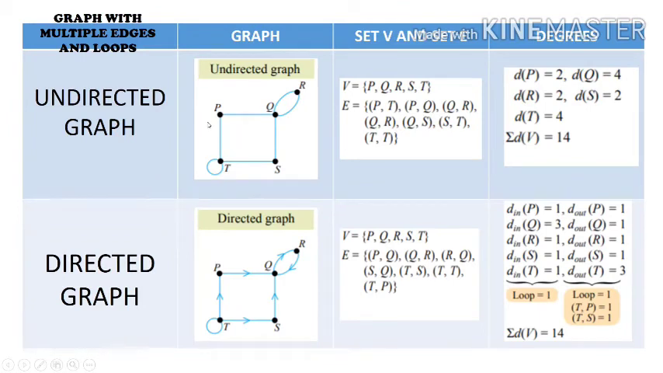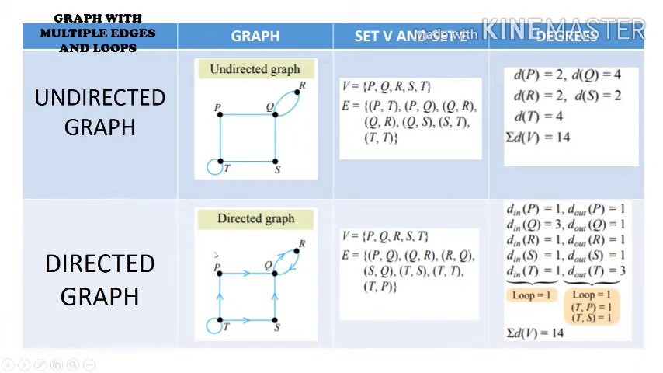For graphs with multiple edges, there are undirected graphs and directed graphs. Set V and set E for the undirected graph: V is P, Q, R, S, and T. The set of edges is PT, PQ, QR, QR, QS, ST, and TT. The sum of degrees is twice the number of edges, that is 14.